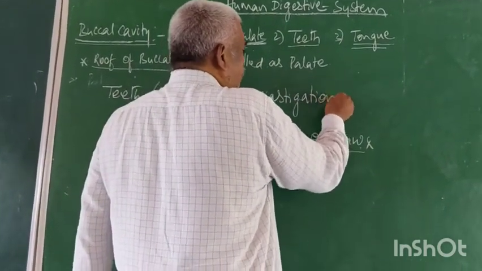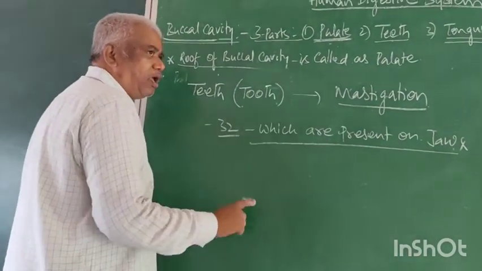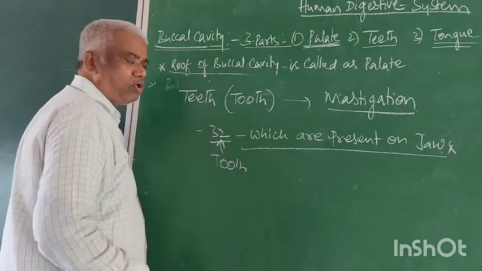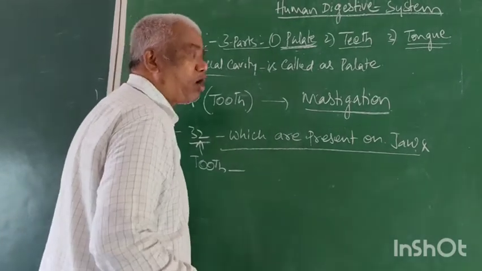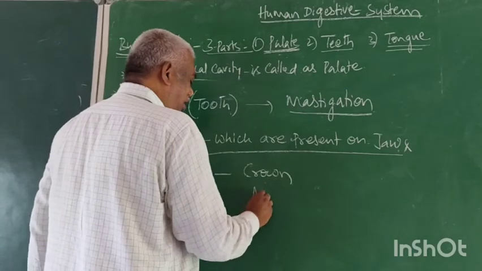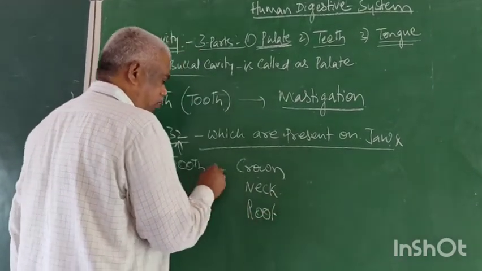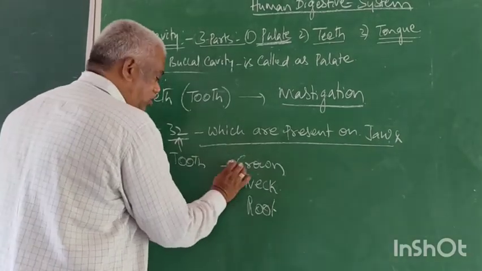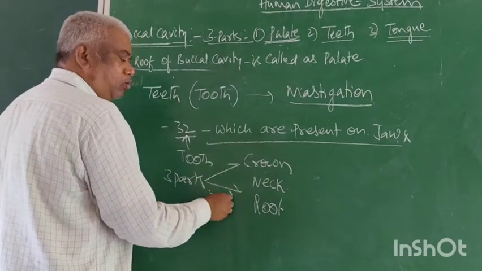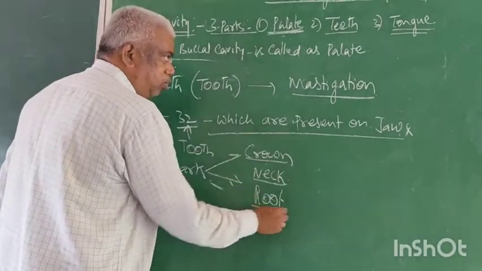Or chewing. If you take any tooth among these 32, each tooth contains three parts: crown, neck, root. Three parts. You take any tooth, three parts. What is this? Crown, neck, root.